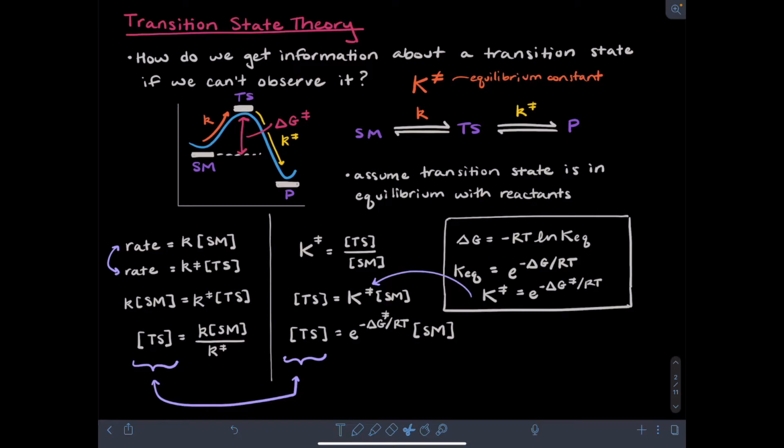Now I have two different equations with the concentration of the transition state on the left side, so I'm going to set the right sides equal to each other. I get rate constant K times the concentration of starting material divided by the rate constant K double dagger being equal to e to the negative delta G double dagger over RT, that whole term multiplied by concentration of starting material.